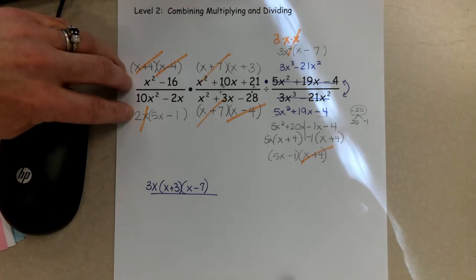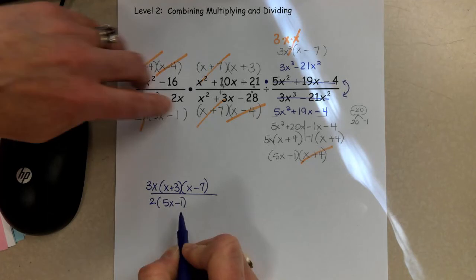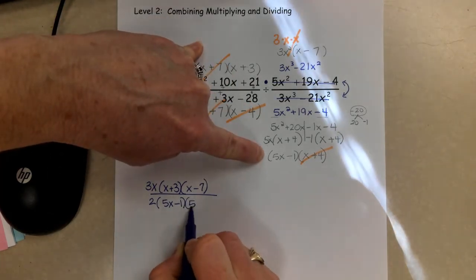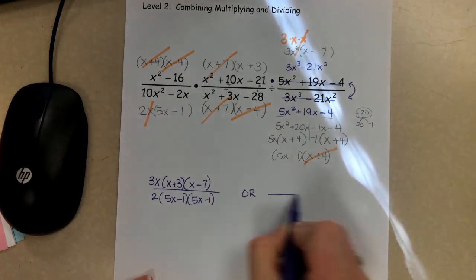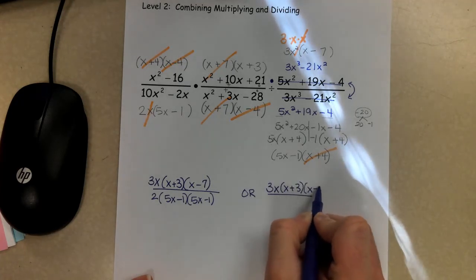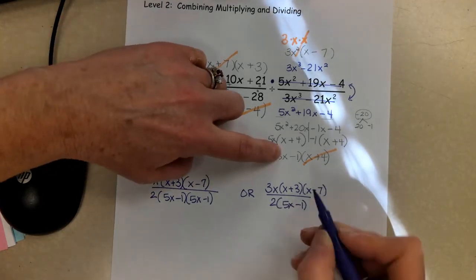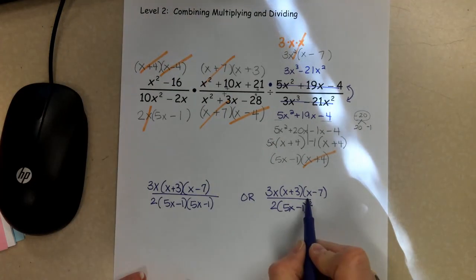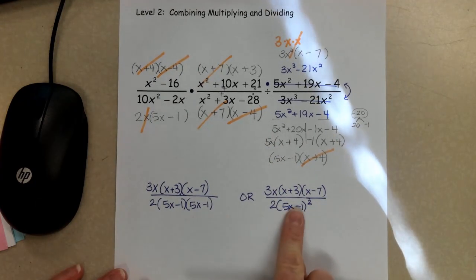And then on the denominator we have this 2, this 5x minus 1, and this 5x minus 1. There's two ways you can handle that. You can write the other 5x minus 1, or you were welcome to write it with the exponent. When we had a 2 and we wrote 5x minus 1 and we discovered that there was a second 5x minus 1, we could show that by putting a square on the end of our 5x minus 1. And that is our final answer, this way or this way.